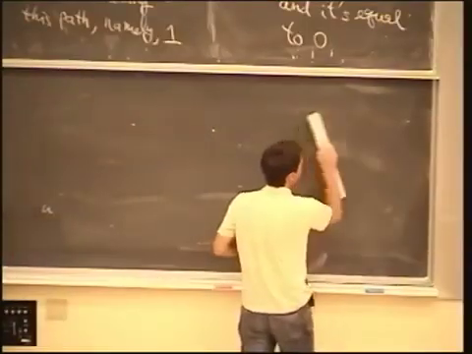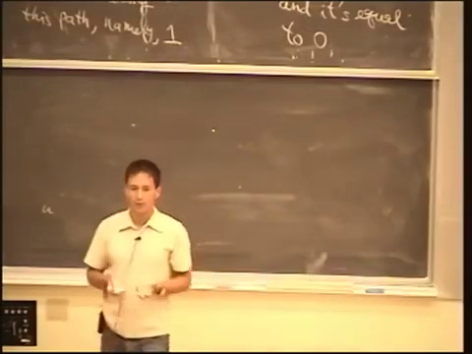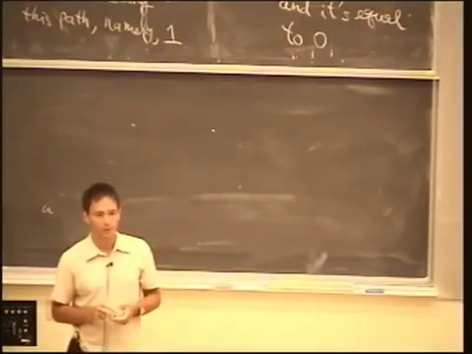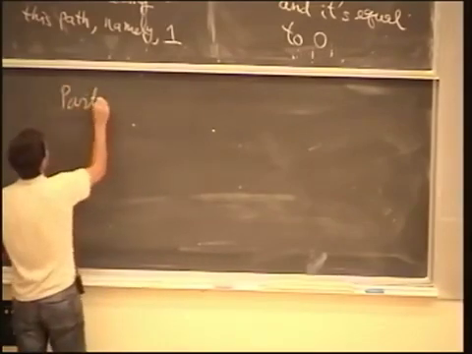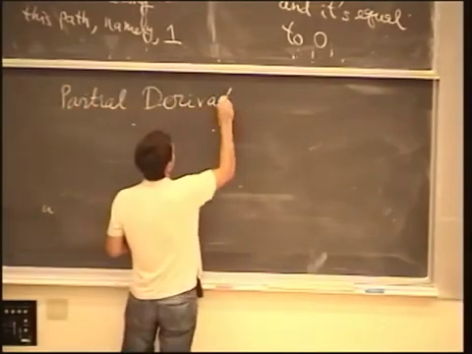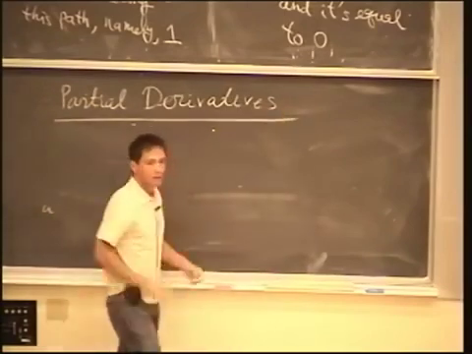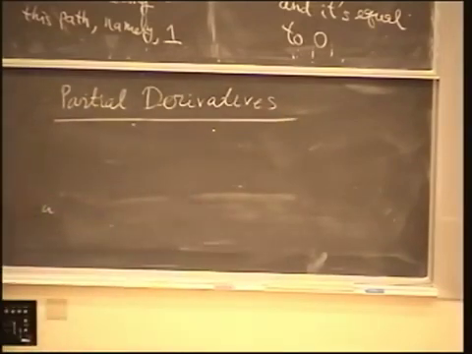So I have already kind of alluded to the answer. Because there are two variables, we can actually differentiate with respect to either one of them, and we get a meaningful derivative. And these are called partial derivatives. So what are partial derivatives?